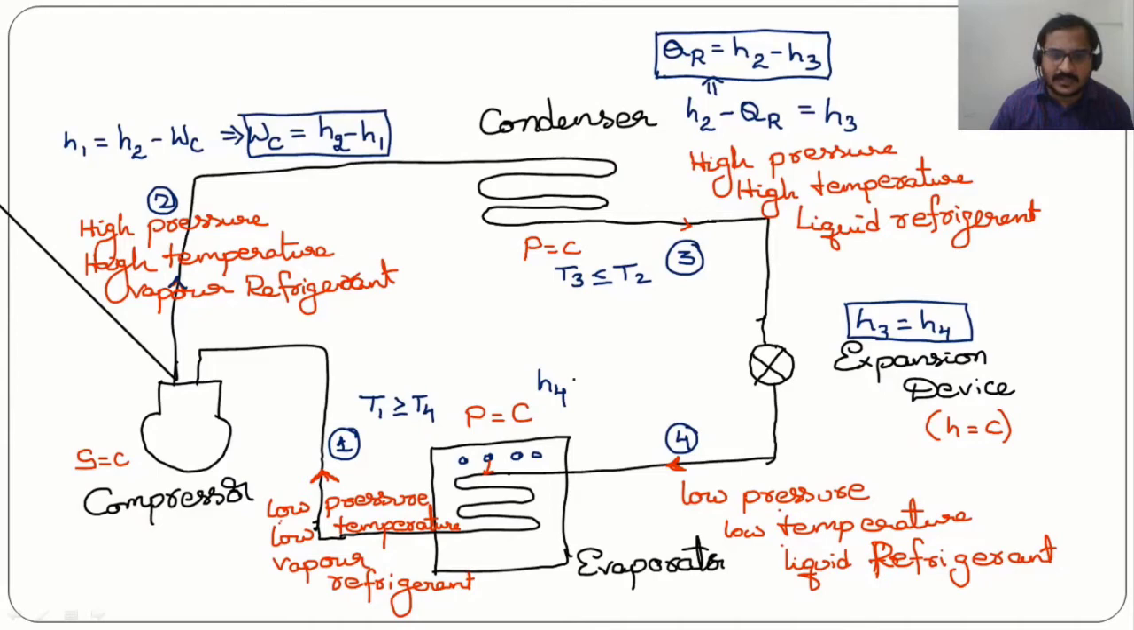In the evaporator, heat will be absorbed by the refrigerant from the products that are to be cooled. This heat absorption can also be called the refrigerating effect or the cooling effect that is given to the products. So H4 plus the amount of refrigerating effect will be equal to H1. So from this, the refrigerating effect Re will be equal to H1 minus H4. This is the refrigerating effect that we are going to get.